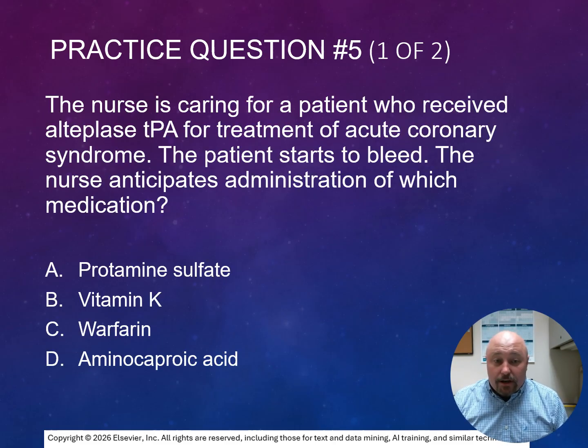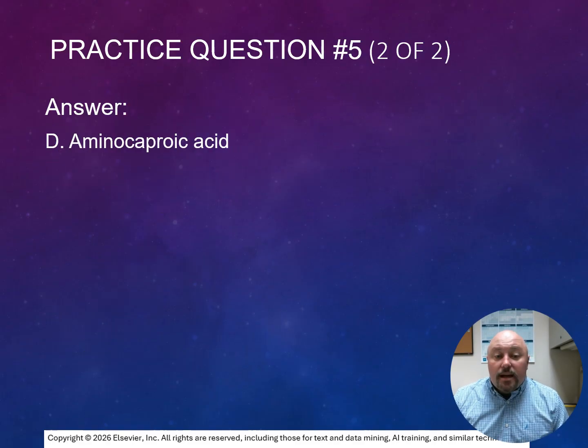Question 5. The nurse is caring for a patient who received alteplase TPA for treatment of acute coronary syndrome. The patient starts to bleed. The nurse anticipates administration of which medication? Would that be A, protamine sulfate, B, vitamin K, C, warfarin, or D, aminocaproic acid? And that answer is going to be D, aminocaproic acid.